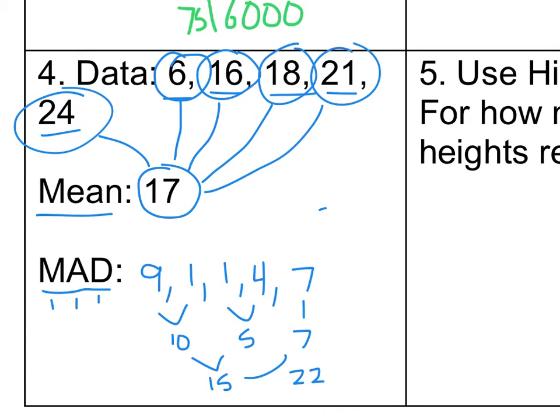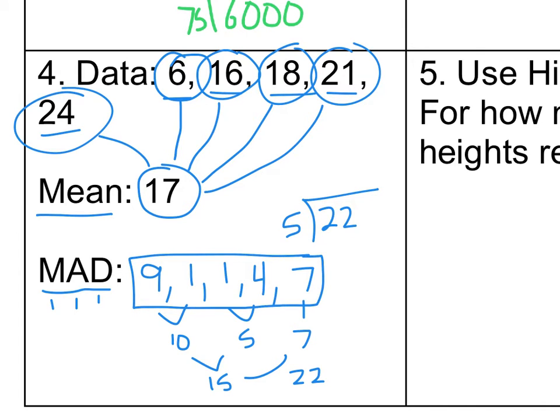And now we're going to do 22 divided by 5 because there were 5 numbers in our new list. And so that's going to be 4 and 2/5 left over. And as a decimal, because data is usually as a decimal, 2/5, if you recall, is 0.4. So it is 4.4, or 4 and 4/10, sorry, 4 and 4/10 as our MAD, mean absolute deviation.